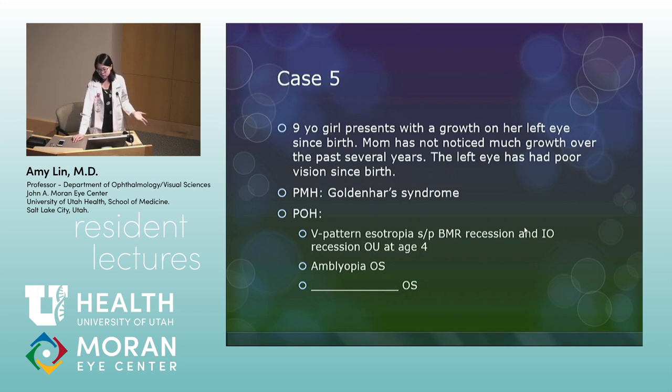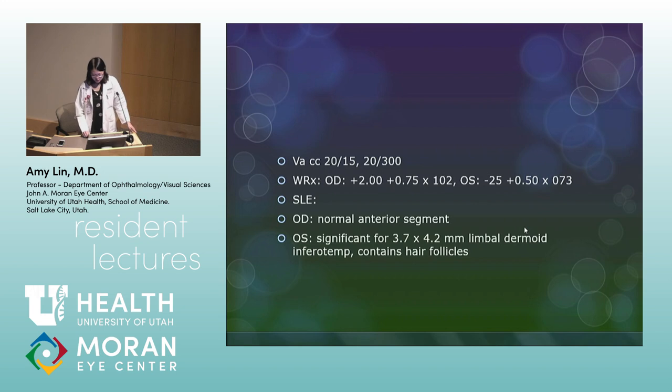What do you think the growth is? Dermoid. Yes, this is the dermoid. There's her vision. Her right eye is good at 20/15, left eye is 20/300. There's her refraction. Right eye is totally normal, and her left eye has about a 4x4 millimeter limbal dermoid infratemporally that contains hair follicles.